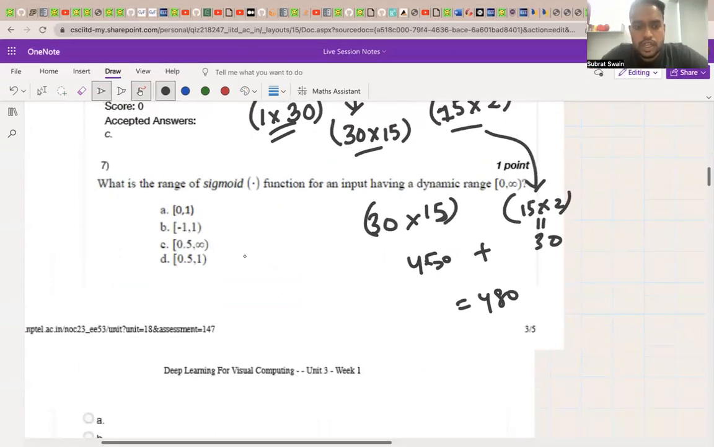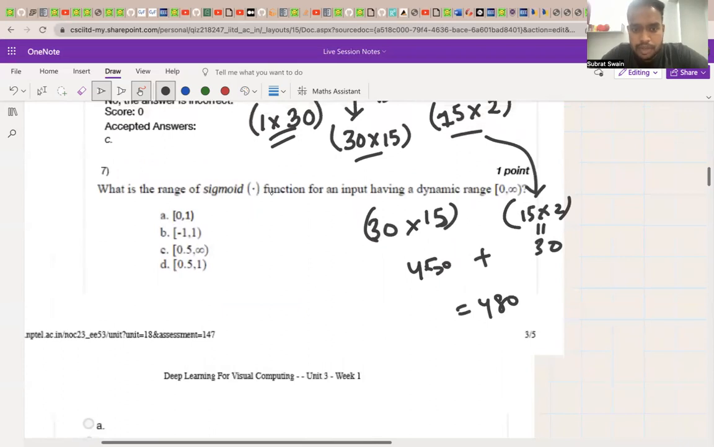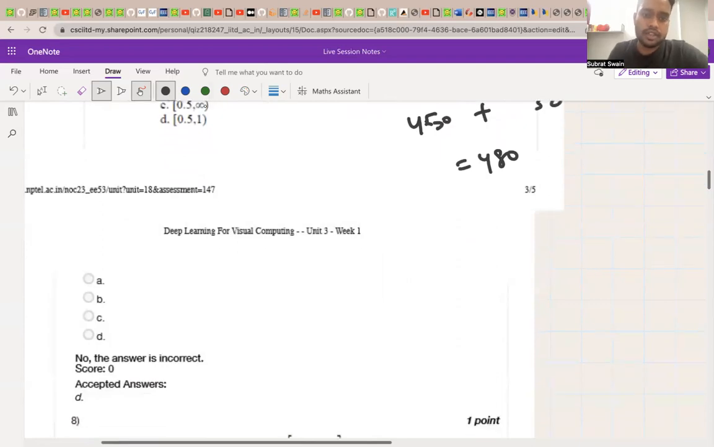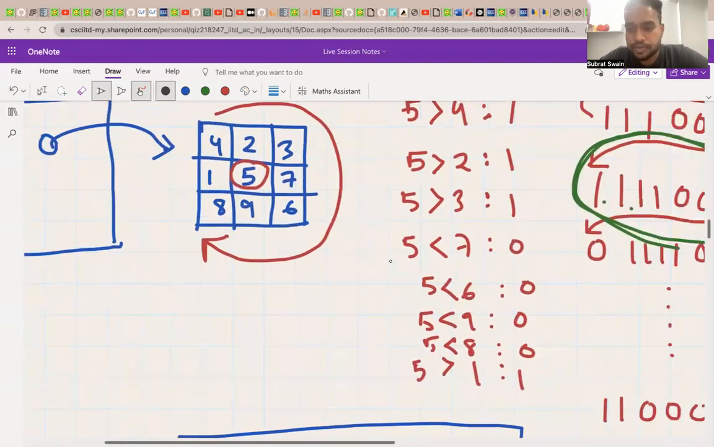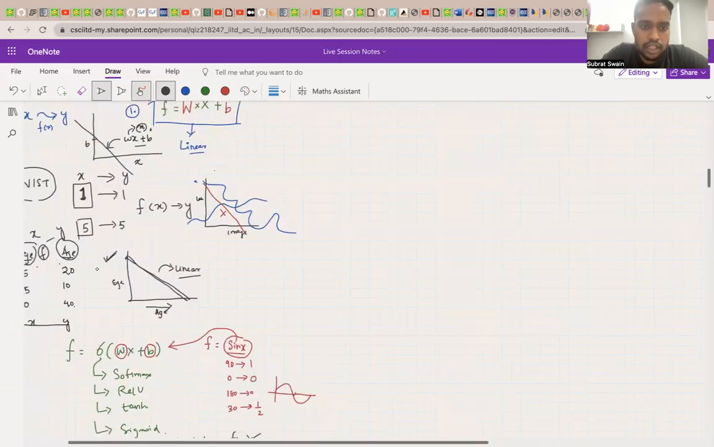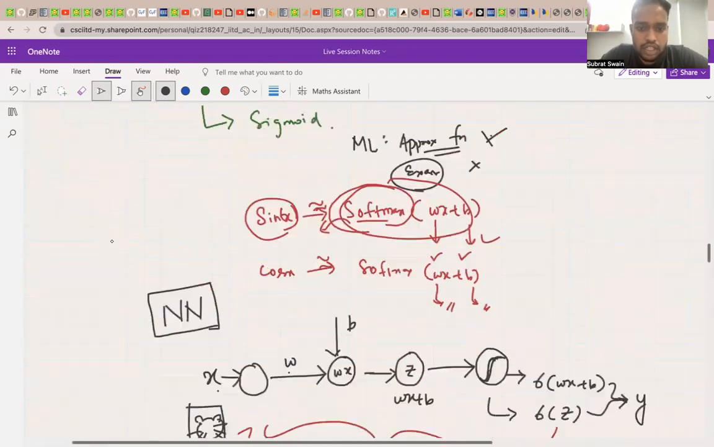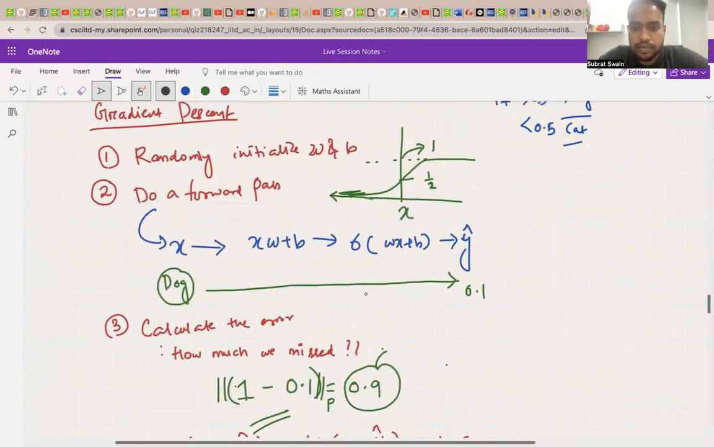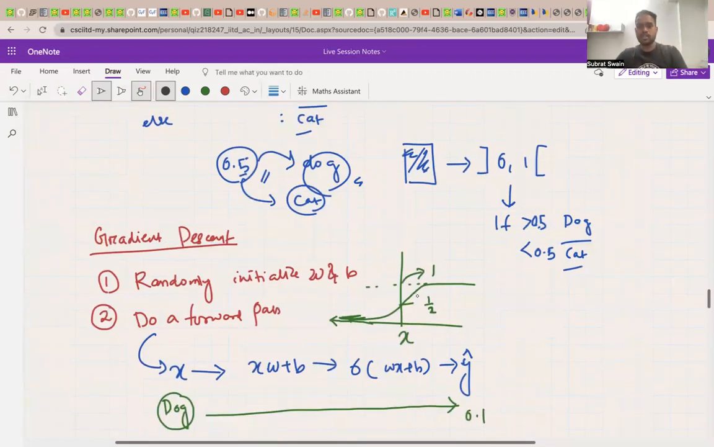Okay, so question number 7. What is the range of the sigmoid function for an input having a range 0 to infinity? I'll go to the plot that I mentioned here. In the plot, I mentioned that this is a sigmoid, right? Sigmoid has a value of half when the input is 0, and when the input goes to infinity, it touches 1. So the range will be 0.5 to 1.